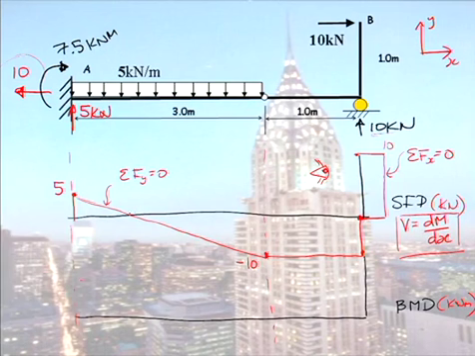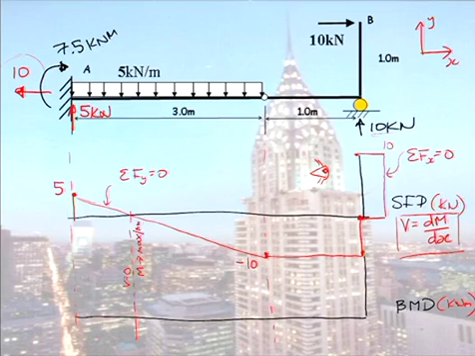At this point here, what is the slope of my bending moment diagram? It's 0. So that's telling me I have a maximum. So when V is 0, my moment is either a maximum or a minimum.